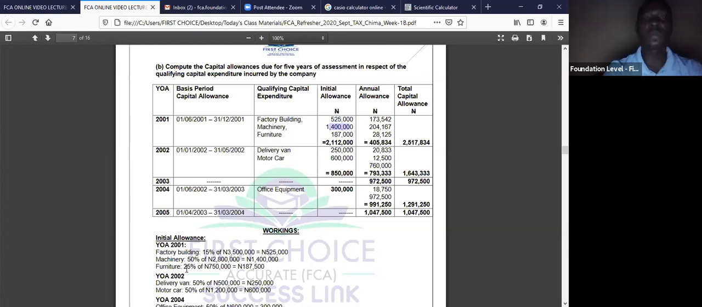Then the next one is this furniture. From our table, furniture is 25% of the cost. So look at it, 25% of the cost is 187,500. That is what we kept here. So what we do is to add these three initial allowances we've gotten so far. We'll have 2,112,000. That is your initial allowance for 2001.